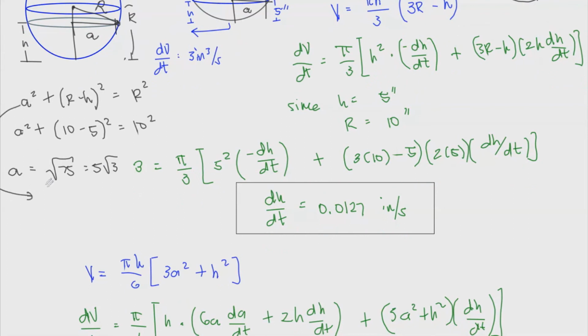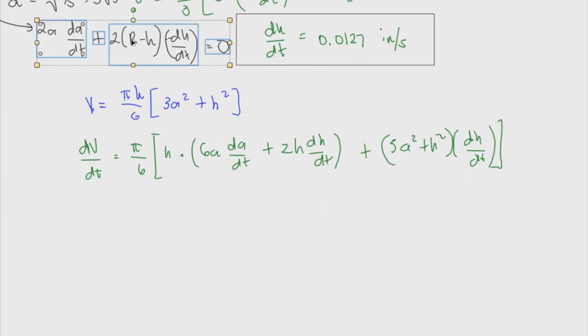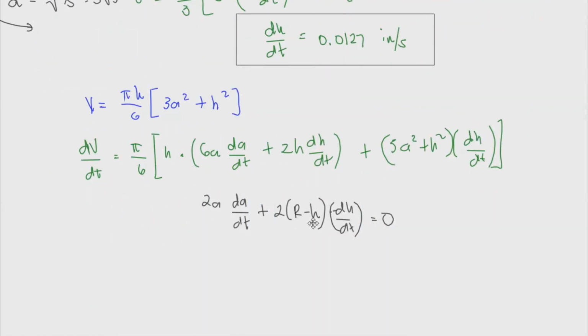So doing that, we will get 2a dA over dt, and then plus, we know that this r is a constant, so 2 times (r minus h), and now we're left with negative dH over dt multiplied with that, and that is equal to 0 because r squared is a constant. Now I'll just be copying this and pasting it somewhere here so you can see it.